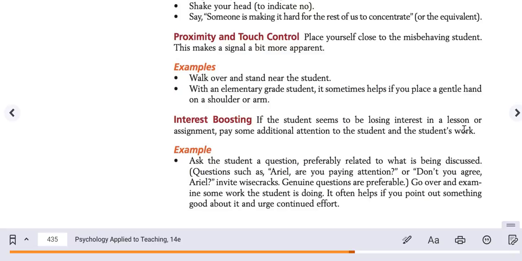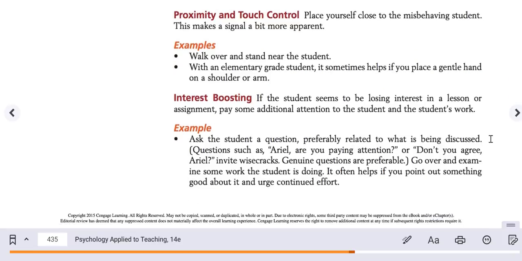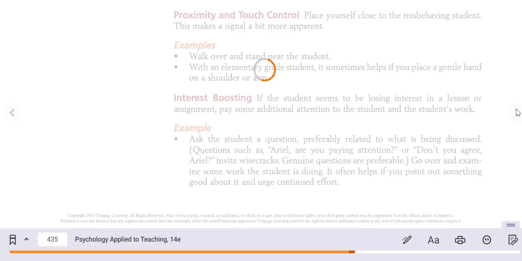Interest boosting. If the student seems to be losing interest in a lesson or assignment, pay some special attention to the student and the student's work. Ask the student a question, preferably related to what is being discussed. Questions such as, Ariel, are you paying attention? Or don't you agree, Ariel? Invite wisecracks. Genuine questions are preferable. Go over and examine some work the student is doing. It often helps if you point out something good about it and urge continued effort.